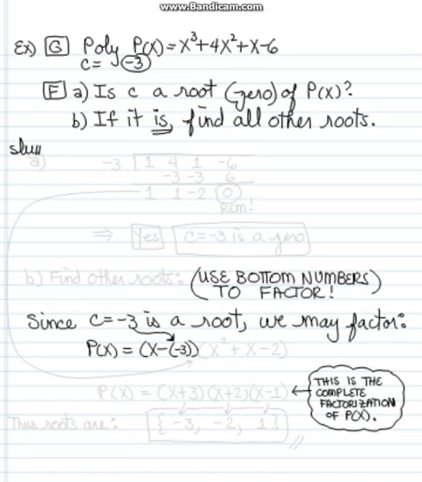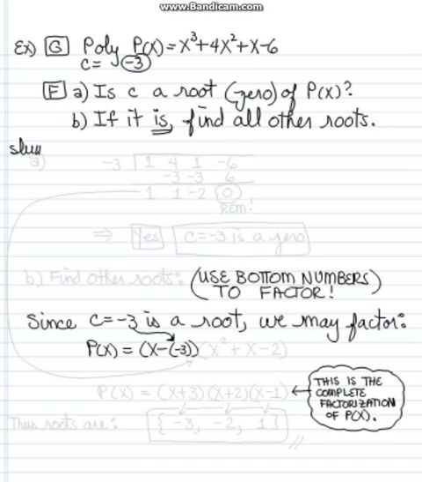Given a polynomial p of x equals x cubed plus 4x squared plus x minus 6, and c is equal to negative 3. So they give us this value c. They don't tell us what it is. They just give us this number. Find, part A, is c a root or a 0 of the polynomial p of x? And part B, if it is a root, then find all the other roots.